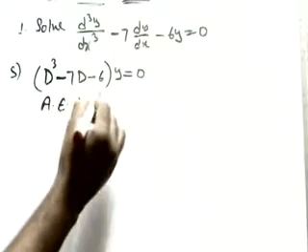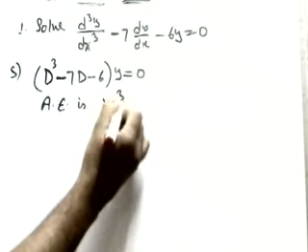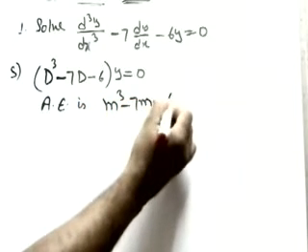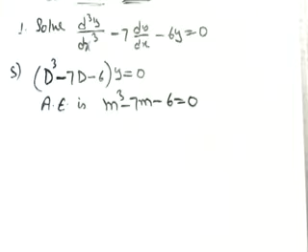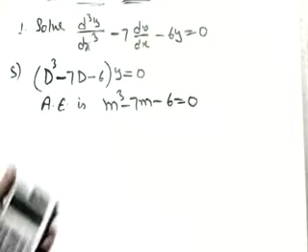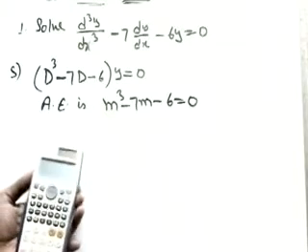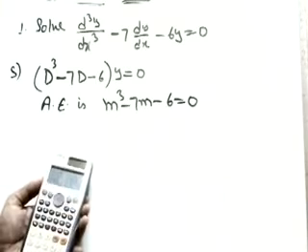Now let me write the auxiliary equation. In place of D you write m. This will become m cube minus 7m minus 6 equals 0. So this is a cubic equation. We can take the roots directly from the calculator. No need to solve all the things. Let me take this from the calculator.